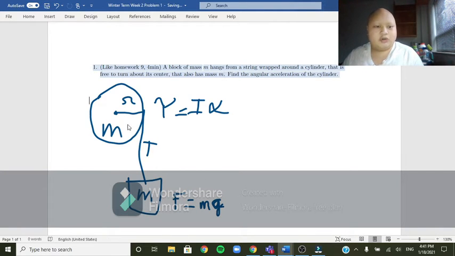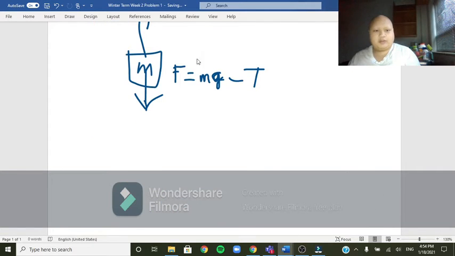And as you can see, the cylinder is basically a pulley, and it will rotate. So that means we have to use Sir Isaac's second law, except we replace force with torque, which is basically the rotational force, I guess. That will equal moment of inertia times alpha. So first, we have to get the net force on the block.